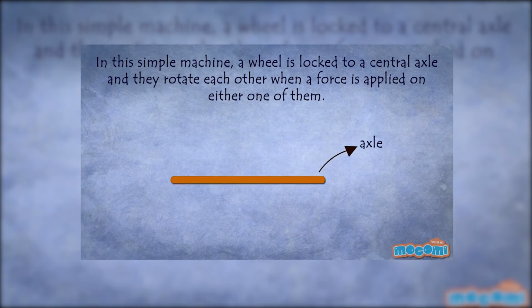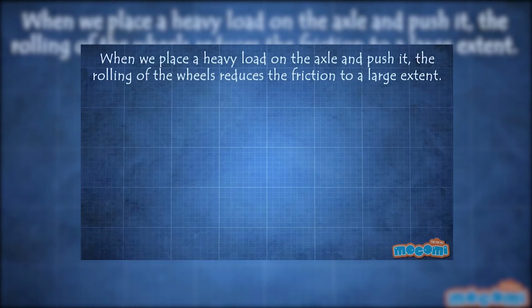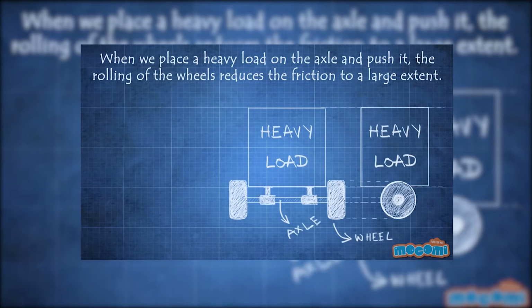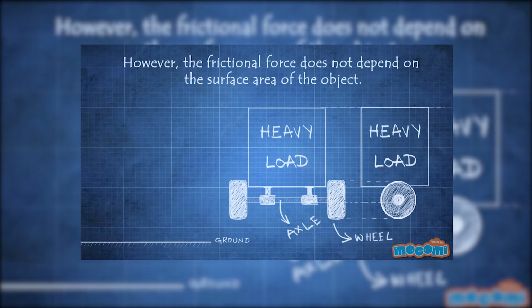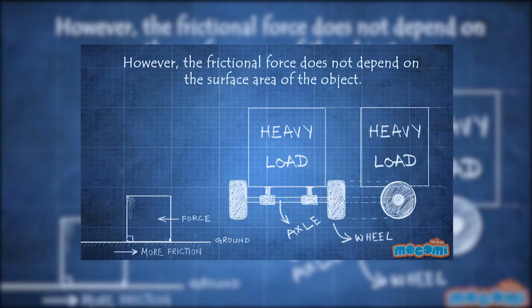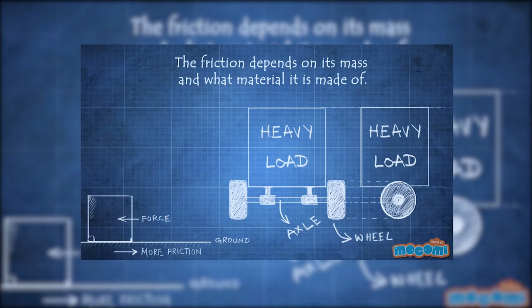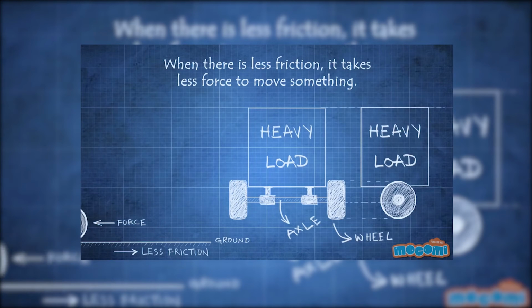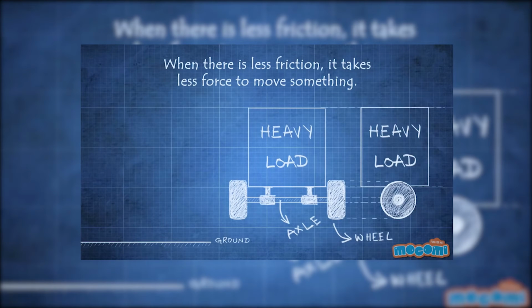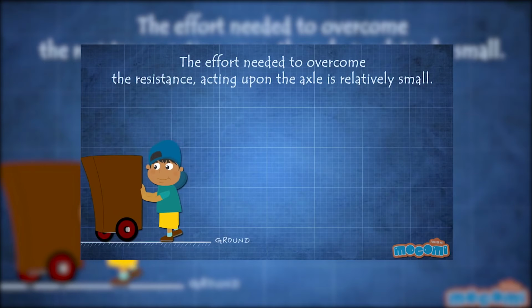In this simple machine, a wheel is locked to a central axle and they rotate with each other when a force is applied on either one of them. When we place a heavy load on the axle and push it, the rolling of the wheels reduces the friction to a large extent. However, the frictional force does not depend on the surface area of the object. When there is less friction, it takes less force to move something. The effort needed to overcome the resistance acting upon the axle is relatively small.